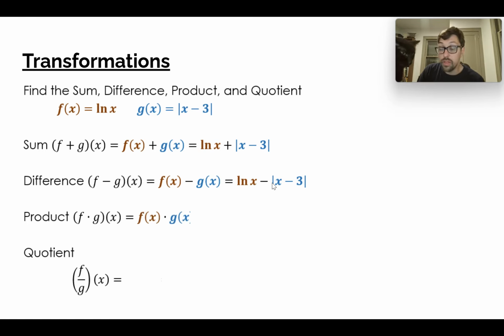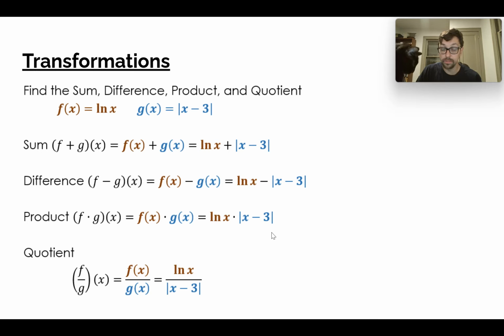This next one, when we're multiplying: last time when we were multiplying, we were able to put particular things together. It was what we can do with square roots. But in terms of natural log and absolute value, that just doesn't work. So we have just ln of x times the absolute value of x minus 3. Our quotient problem is just going to be setting those two on top of each other. And then that's it.